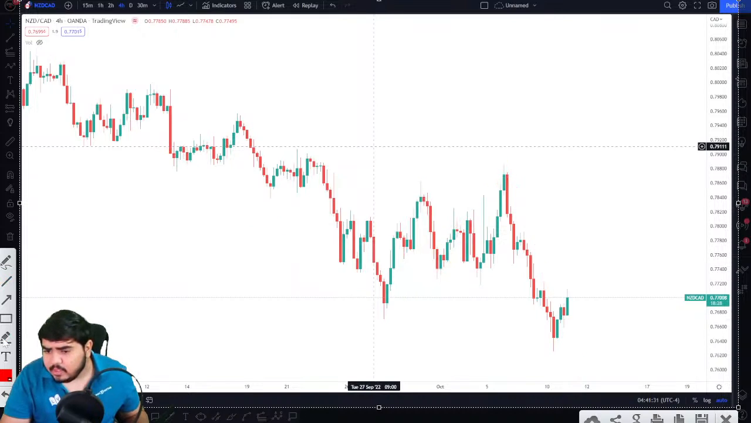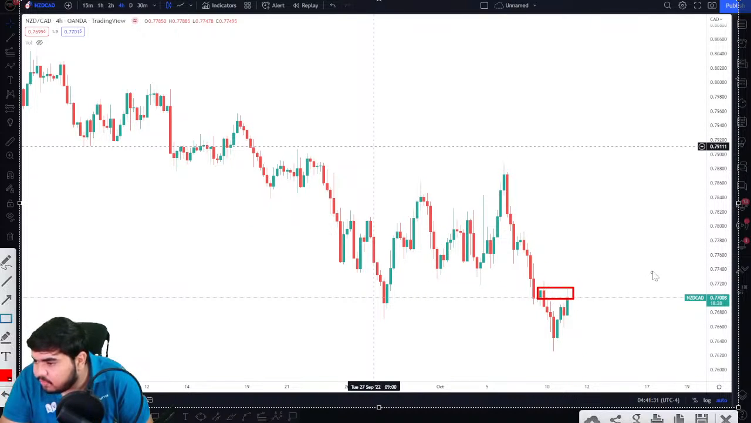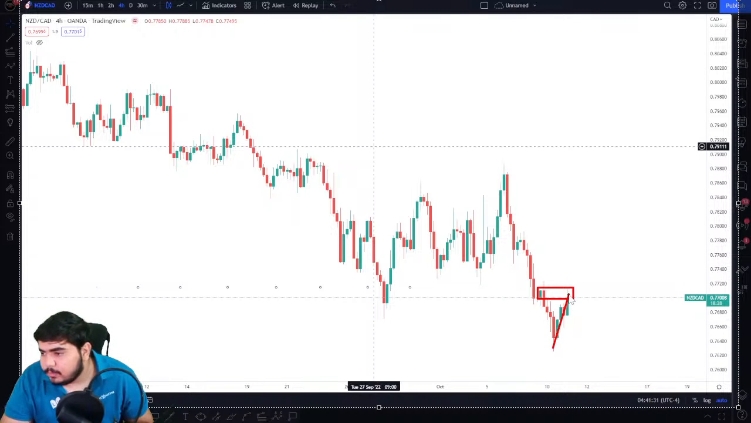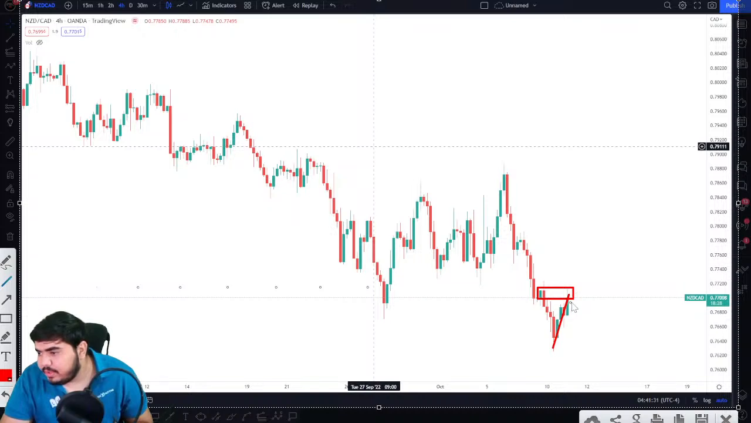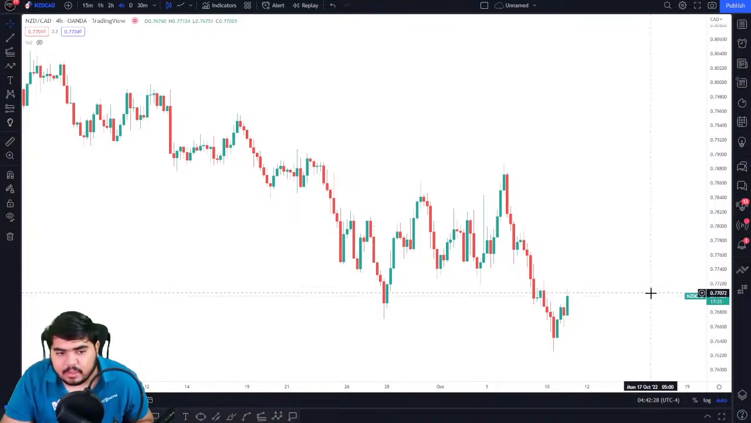Now, if we pay attention clear enough, this area is a key level of supply on the NZD CAD. So we have this supply zone, market basically testing this area of supply at this point. So because the overall trend is bearish, I am expecting that market is likely to do some sort of bearish continuation on the NZD CAD 4-hour time frame. So that's what we are expecting right now on the NZD CAD.